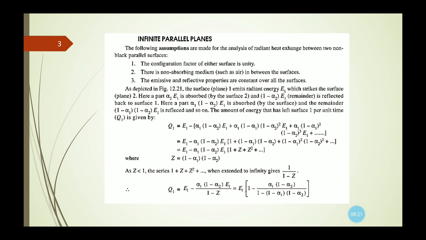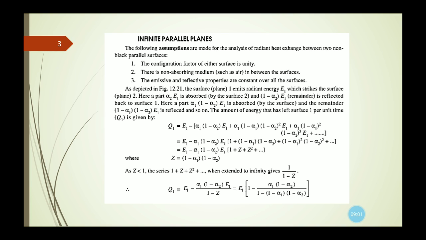Now if we rearrange this equation, then we will get a representation in the form of an infinite series, which is the expansion 1 plus z plus z squared plus and so on, where z equals (1 minus alpha 1) multiplied by (1 minus alpha 2). Now this expression, 1 plus z plus z squared and so on, is the infinite series whose sum is 1 by (1 minus z).